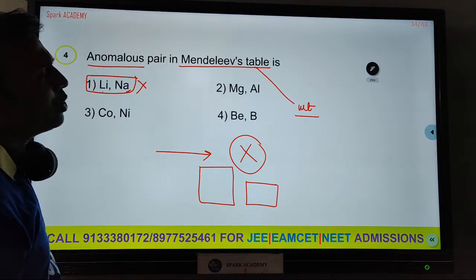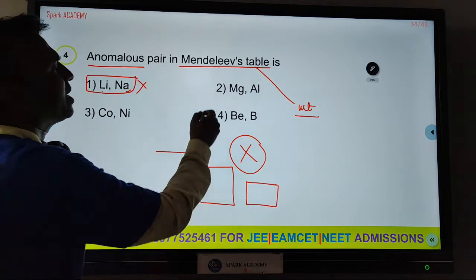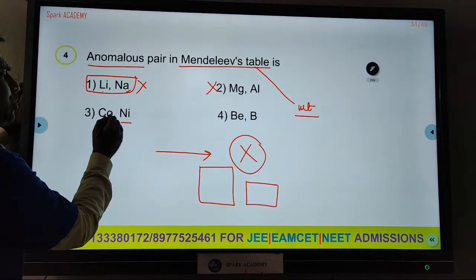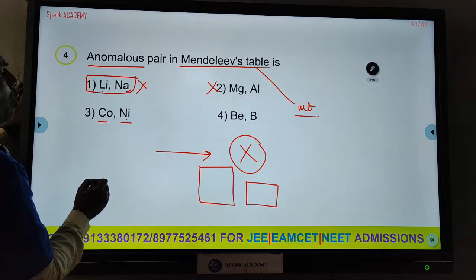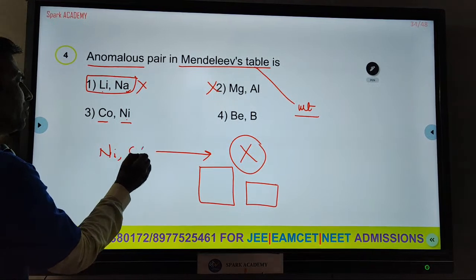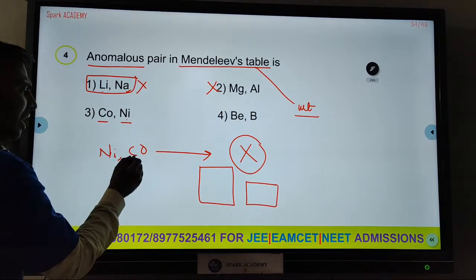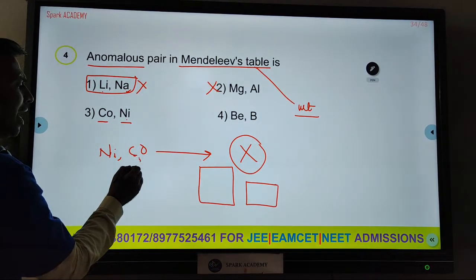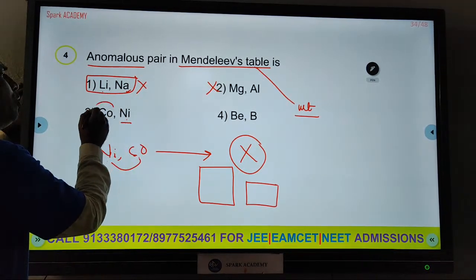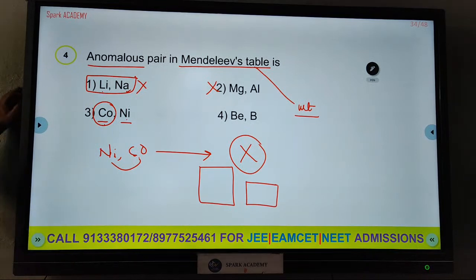Magnesium compared with aluminium has less atomic weight, so that is wrong. Now cobalt and nickel. The atomic number of nickel, we know, is 28, and cobalt is 27. The atomic weight of cobalt is higher than nickel, but Mendeleev placed cobalt before nickel because it is a demerit of the Mendeleev periodic table.